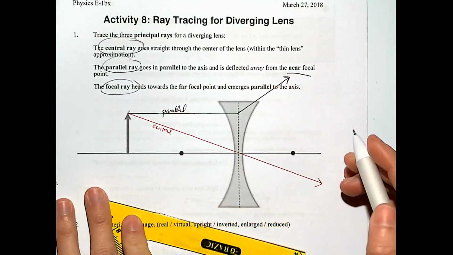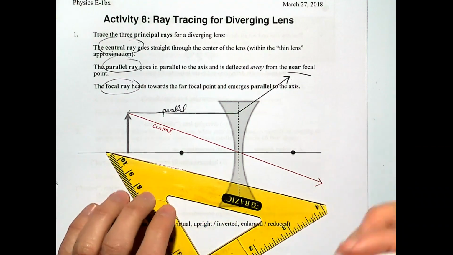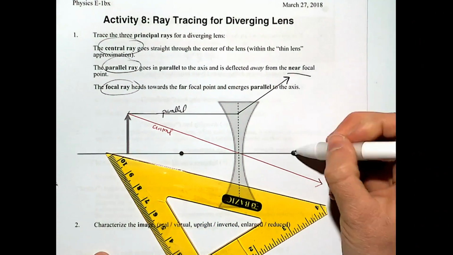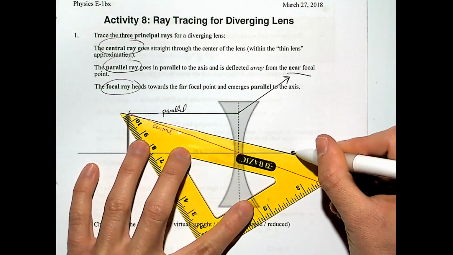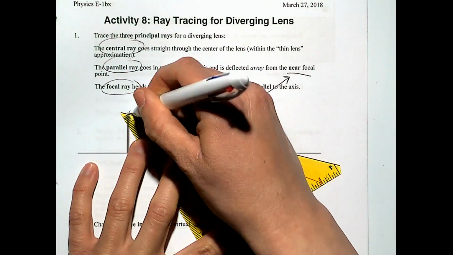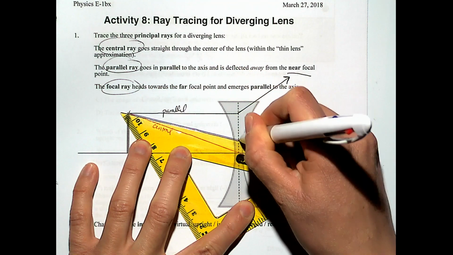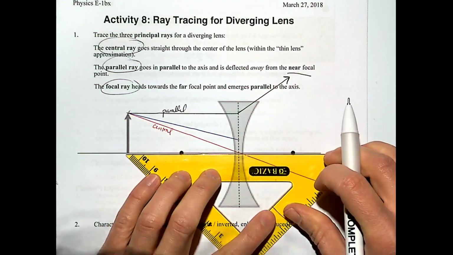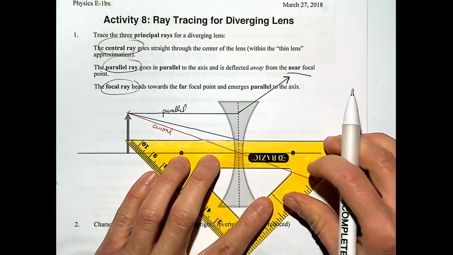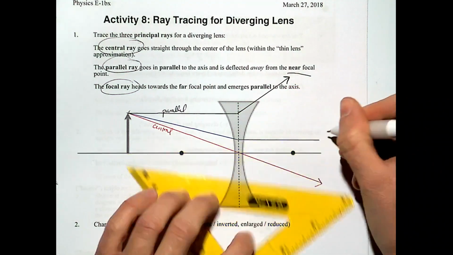And then finally, we have the focal ray. So the focal ray heads toward the far focus. So that's the one on the opposite side from the object. So it's going to head toward that. And then at the central line of the lens, it's going to emerge parallel to the optical axis. So it's going to go out like this.